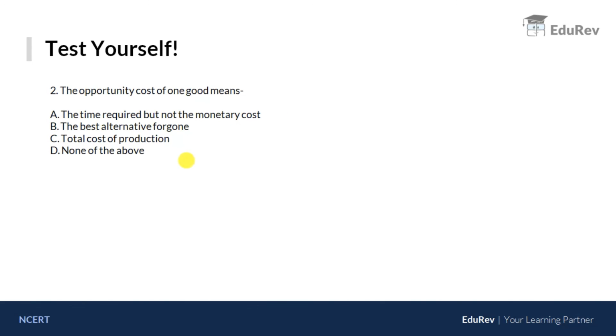Second question. The opportunity cost of one good means what? The time required but not the monetary cost, the best alternative foregone, the total cost of production, or none of the above? The answer is the best alternative foregone. As I said, I have to give up ice cream to have 1 unit of chocolate, or vice versa. So the economy has to give up some production of some other good to produce some important good, right? So that is the opportunity cost.